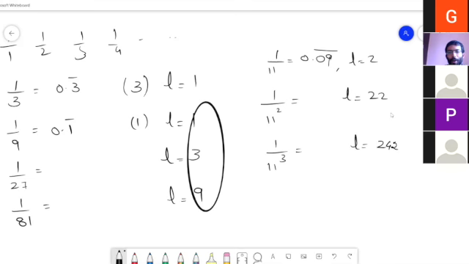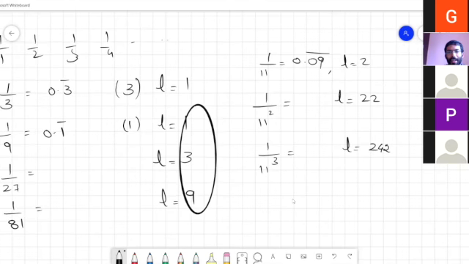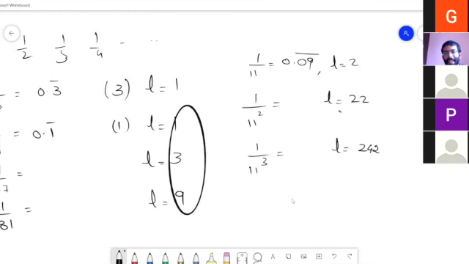So here we see what 22 and 242 are. They're nothing but 11 into 2, and this is 11 into 11 into 2. So it is getting multiplied by 11. And the same thing happens for 13 also. So now this raises many questions.